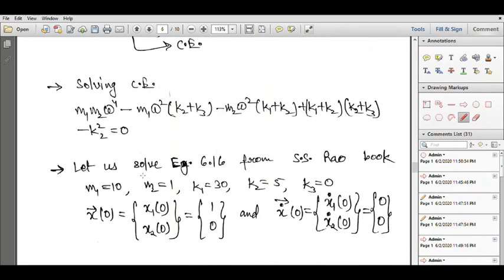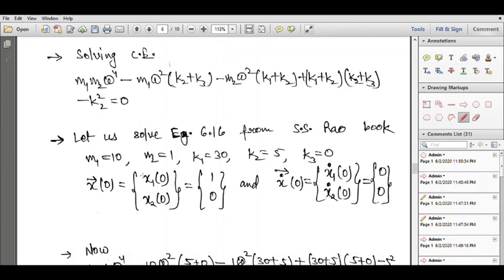Now, in order to understand the calculation of natural frequencies and other concepts out of this modal analysis, we'll take a simple example from the book by S.S. Rao. I have taken example number 6.16 from S.S. Rao's book. You can also refer to the same example, in which they have given the values of m1, m2, k1, k2, k3.